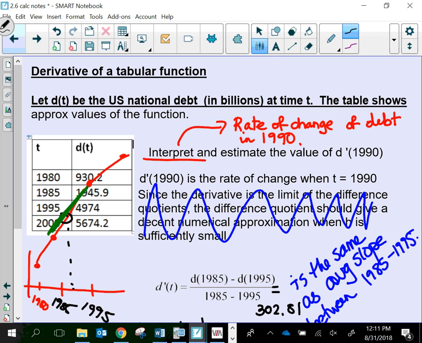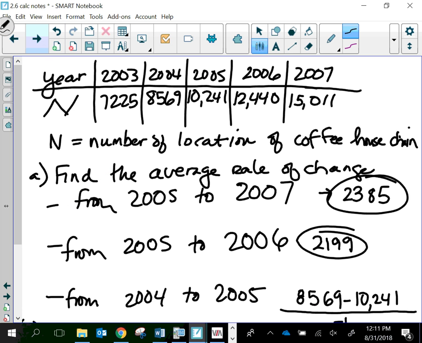So if 1990 is in between 1995 and 1985, those are the data points I would use. In this case, you already have 2005, so you're going to use either these two or these two. This is too much. That's not best. But they would come out, right? You just got to grab the closest.